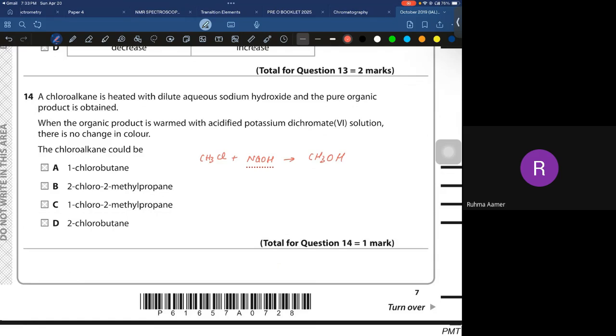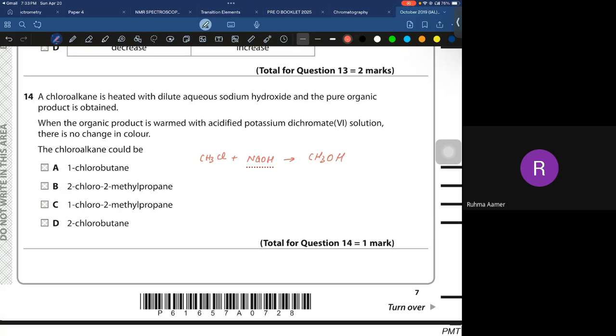So there is no change in color, which means there is no reaction. You must know why there is no reaction if you react it with an alcohol. Of course, we must have a tertiary alcohol. One chlorobutane would give you a primary alcohol that can be oxidized easily, of course.